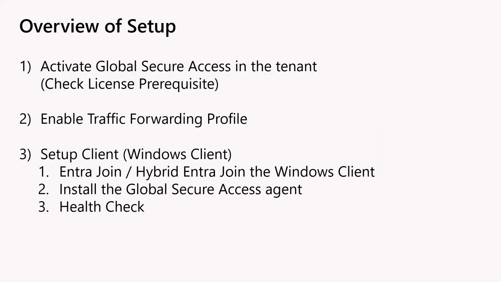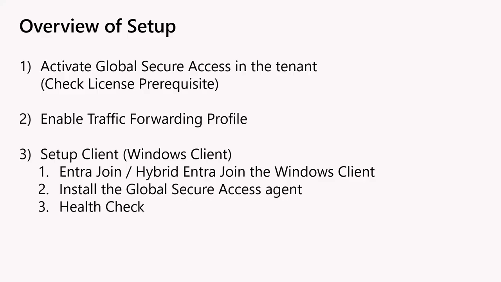To enable Microsoft Entra Internet Access, we'll configure the following key components. We'll begin by activating Global Secure Access in the tenant. This one-time setup enables the core global secure access capabilities for your organization. Next, we'll configure traffic forwarding profiles. This is where we define which network traffic will be acquired on the client. Finally, we'll set up the client and verify that Microsoft Entra Internet Access is successfully enabled and working as expected.